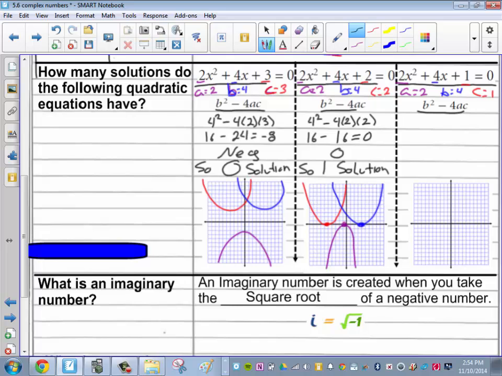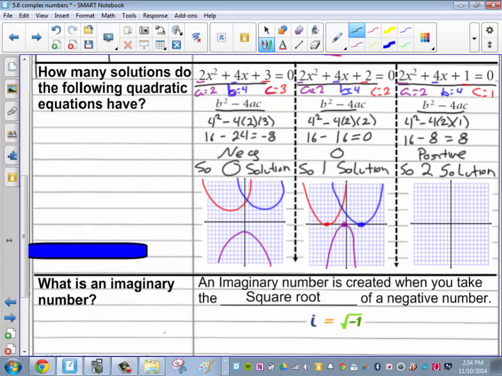So we got B squared, which is 4 squared minus 4 times 2 times 1. I got 16 minus 4 times 2, which is 8, which is equal to 8. This is positive. The discriminant is positive, in other words. Therefore, there are 2 solutions.